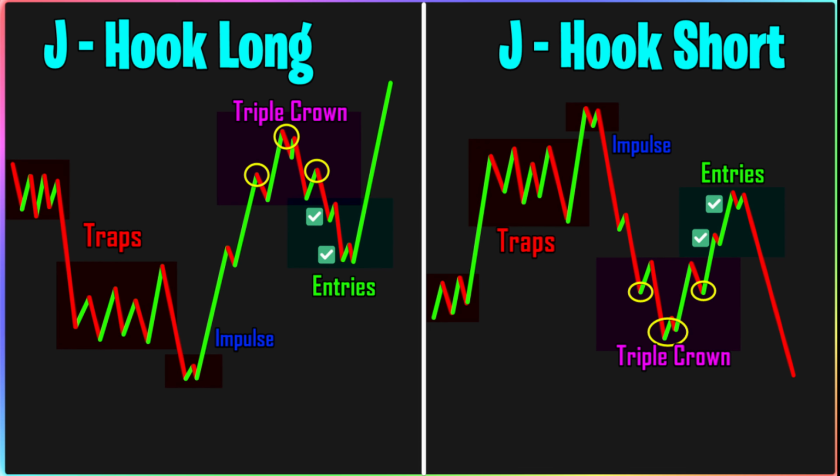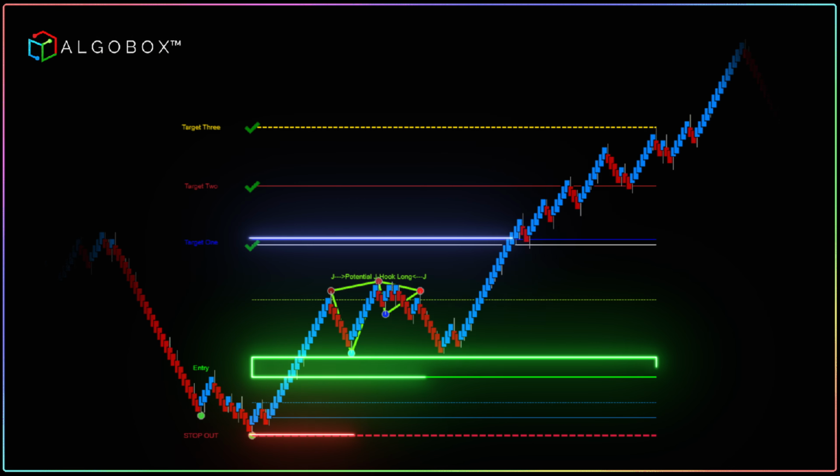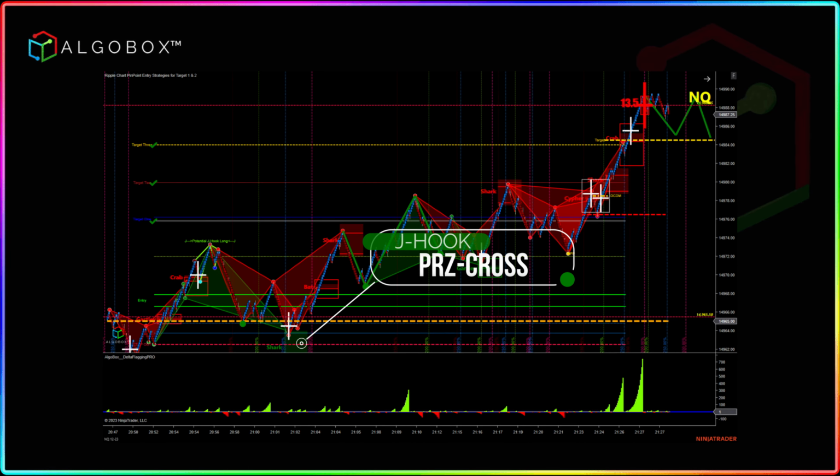The AlgoBox J-hook is a powerful three-target strategy designed to spot potentially massive moves in the market. AlgoBox automatically plots the J-hook directly on your chart, showing you the optimal entry zone, a defined stop level, and 3 target levels. Examples: a J-hook long, bullish setup, where price pushes beyond target 3.